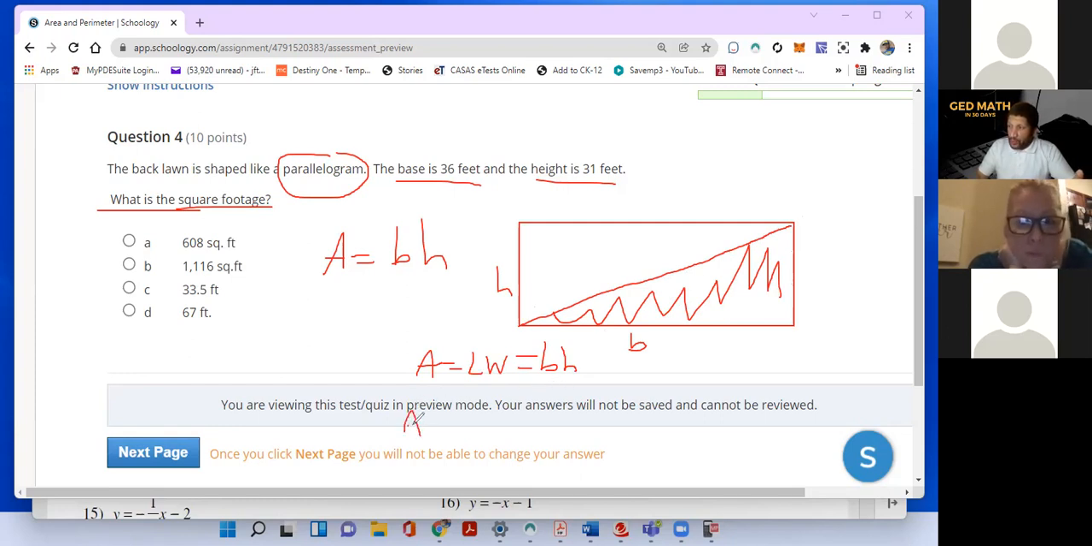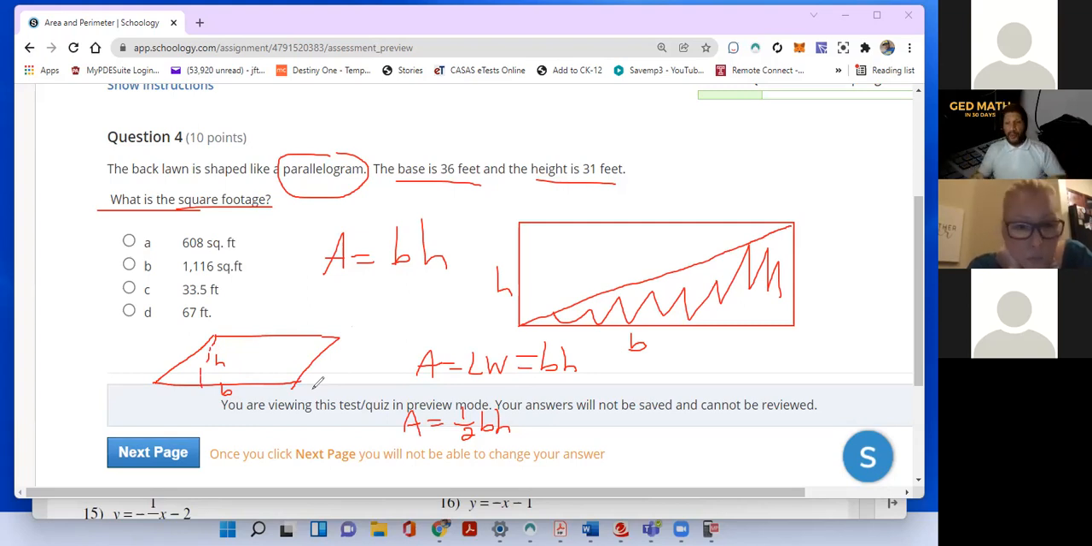A triangle is 1/2 base times height. Why? Because it's half of a rectangle. Every triangle is a half of a rectangle, right? Now watch this. A parallelogram is just a rectangle shifted, where this is your height and this is your base.